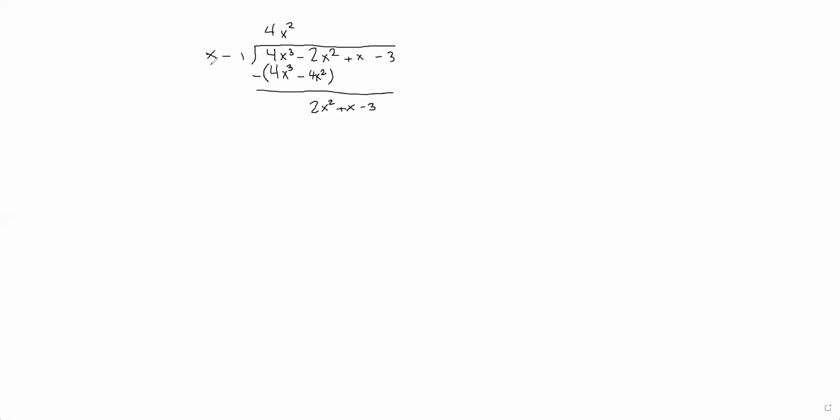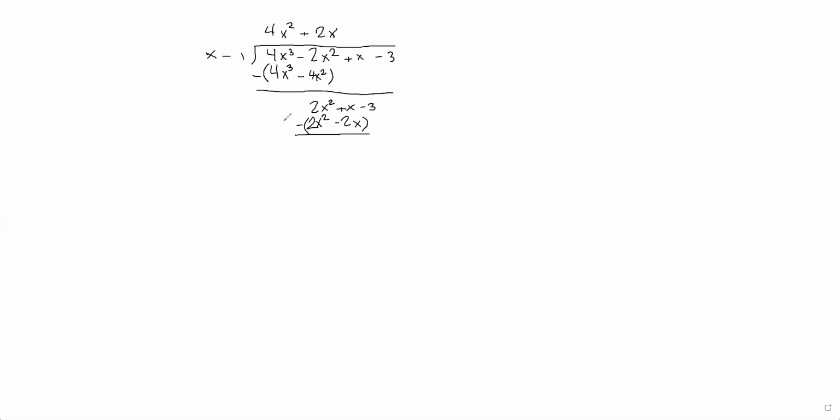All righty. We want to ask ourselves how many times can x go into 2x squared? That would be 2x. So we're going to do plus 2x. And then we're going to do the multiplication once again. 2x times x gets us 2x squared. And then 2x times -1 is going to be negative 2x. Parentheses, subtract. And we get 0 for this 2x squared minus 2x squared.